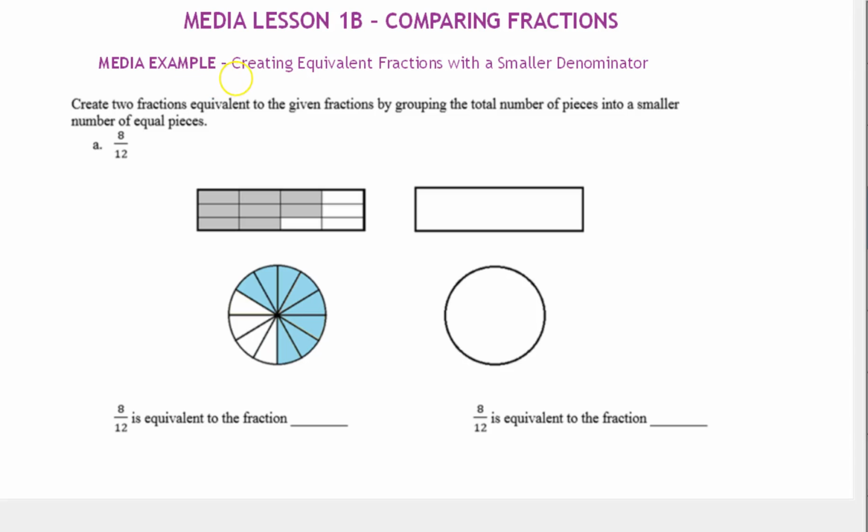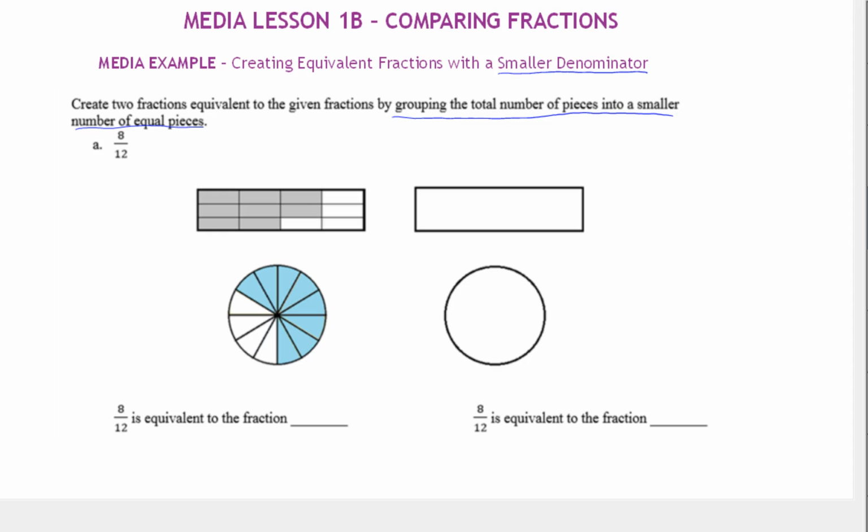In this media example, we're going to create equivalent fractions but with a smaller denominator. So in the last examples, we used a larger denominator. So let's read the directions. Create two fractions equivalent to the given fractions by grouping the total number of pieces into a smaller number of equal pieces. So last time, remember, say we had 1/2, we broke each of the two pieces into more pieces.